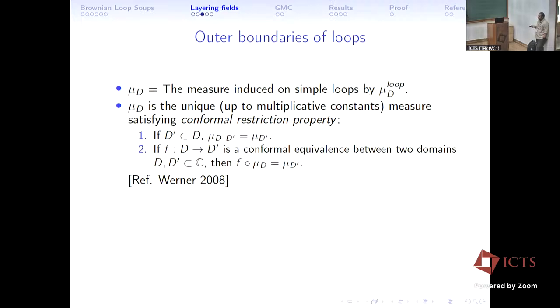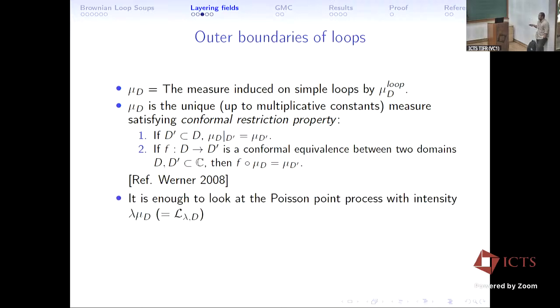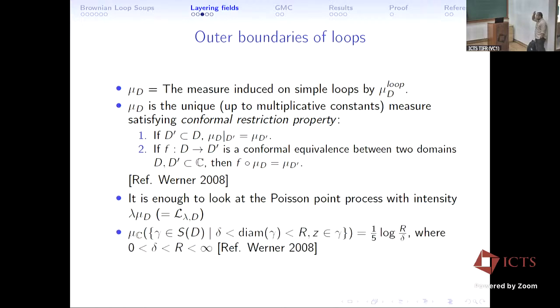So, yeah, this is what I said. I'm going to only look at the Poisson point process with intensity lambda mu D, and I'm going to use the same notation L lambda D. It's an abuse of notation, but still. I'm going to call it also Brownian loop soup. And so the most important formula, I think.